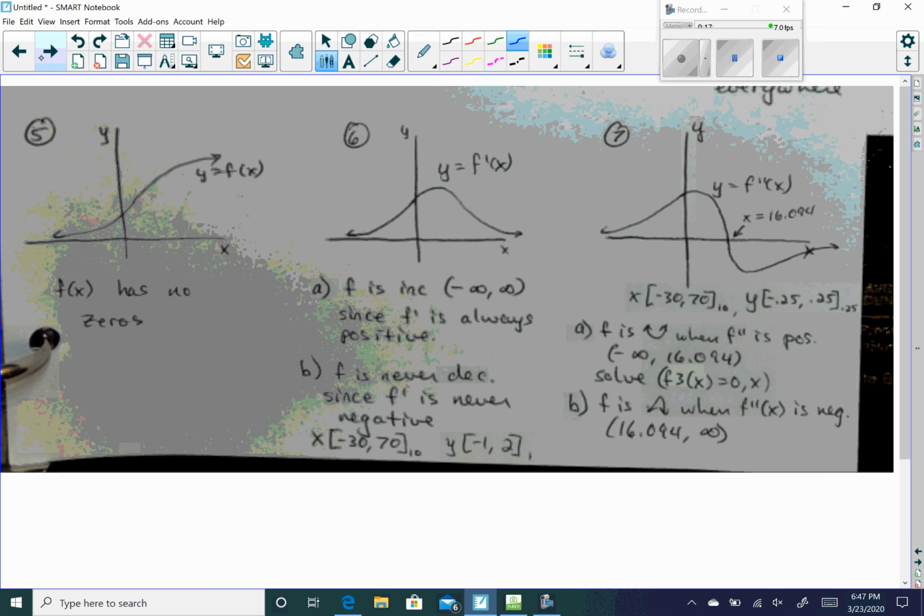And then we have the graphs of them. So for 5, it was saying draw a graph of f and find its zeros. Well, based on the fact that we have horizontal asymptotes at y equals 0 and y equals 50, f of x will never cross the x-axis, therefore it has no zeros.